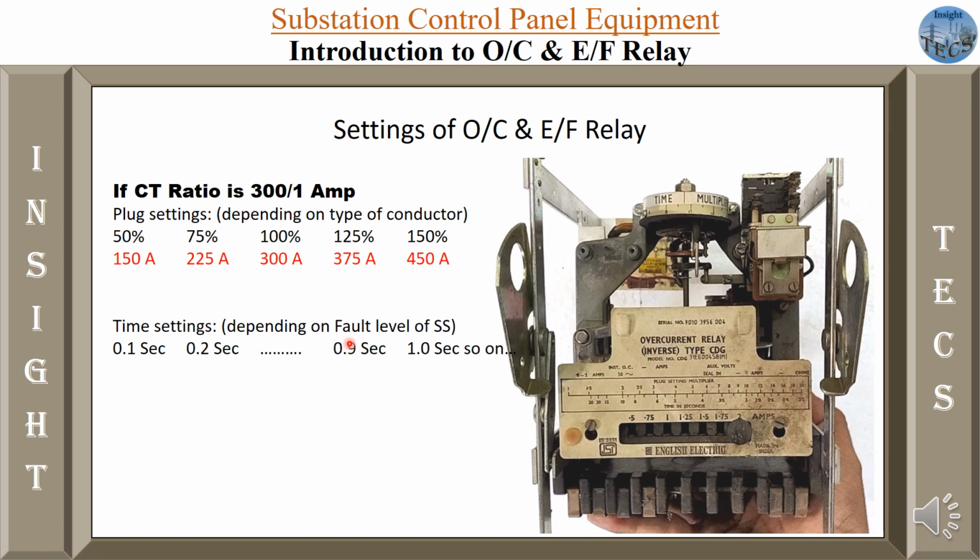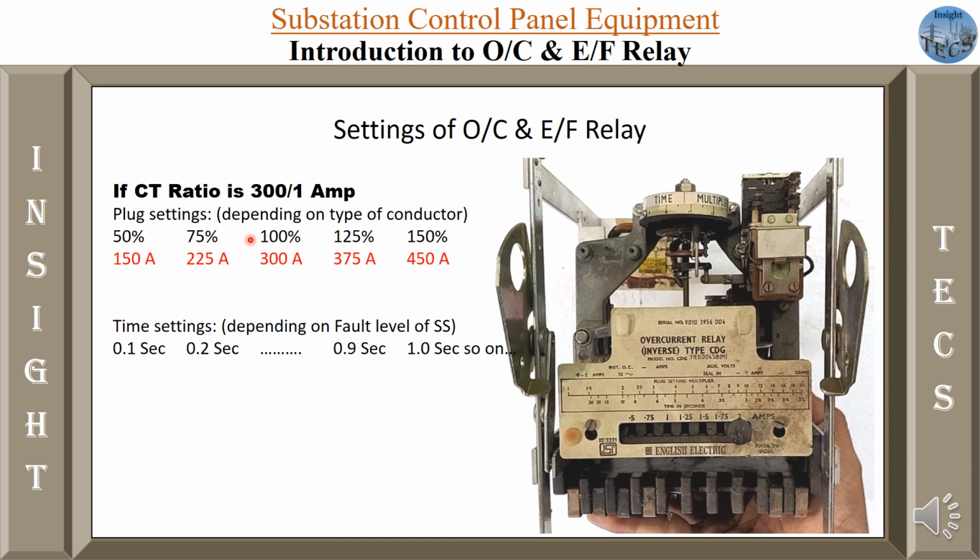For example, let us consider the CT connected for this feeder has a ratio of 300 by 1 ampere. Based on that ampere capacity, as you can see, we can do the plug setting 0.5, 0.75, 1, 1.25 and so on. How to interpret this: 0.5 means to set the plug setting to 50%. 0.75 indicates a setting of 75%, then 100%, 125% and 150% and so on.